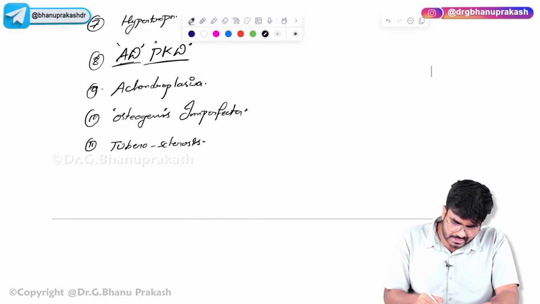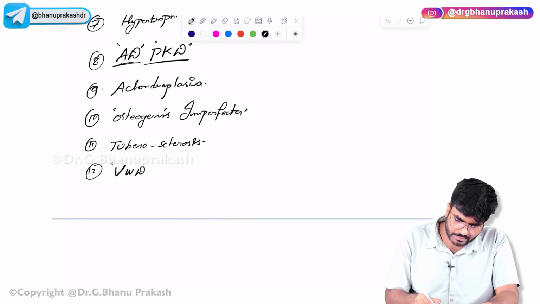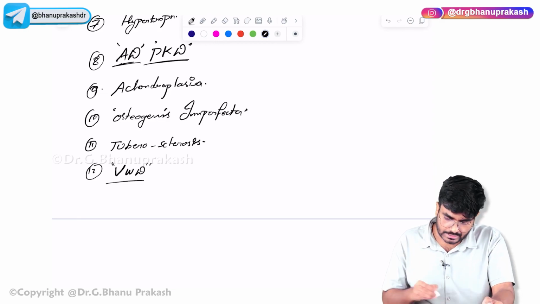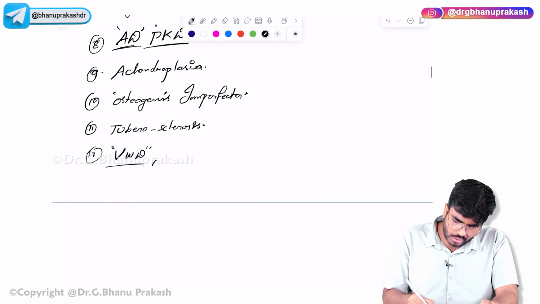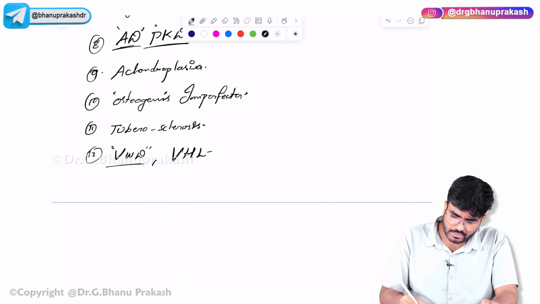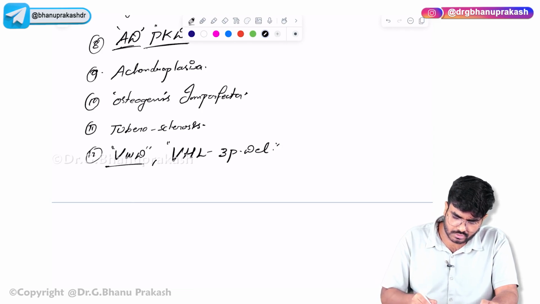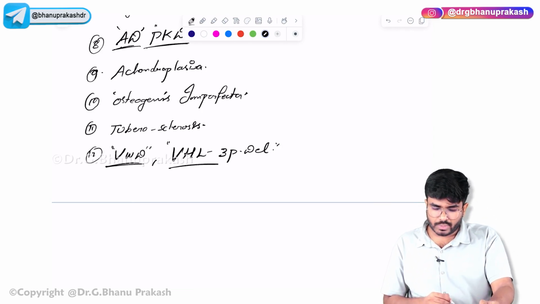Next, von Willebrand's disease. Okay, it's a bleeding disorder. Von Willebrand's disease, where there is deficiency of the von Willebrand factor. Next, von Hippel-Lindau syndrome, where there is 3p deletion, chromosome number 3p deletion. So two V's, von Willebrand disease as well as von Hippel-Lindau syndrome.